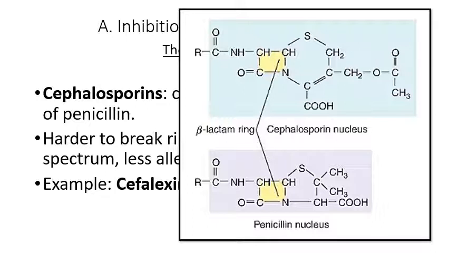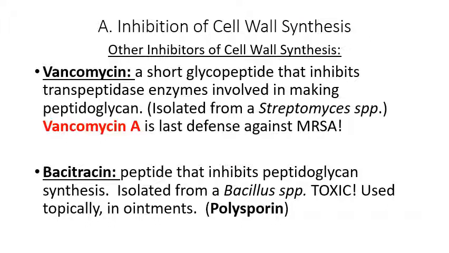Okay, so this is the main difference between cephalosporins and natural penicillins here. All right, now, vancomycin and bacitracin are two other things that will inhibit cell wall synthesis through other mechanisms. Right? Vancomycin is a short peptide, a glycopeptide that inhibits an enzyme that's involved in making the peptidoglycan.